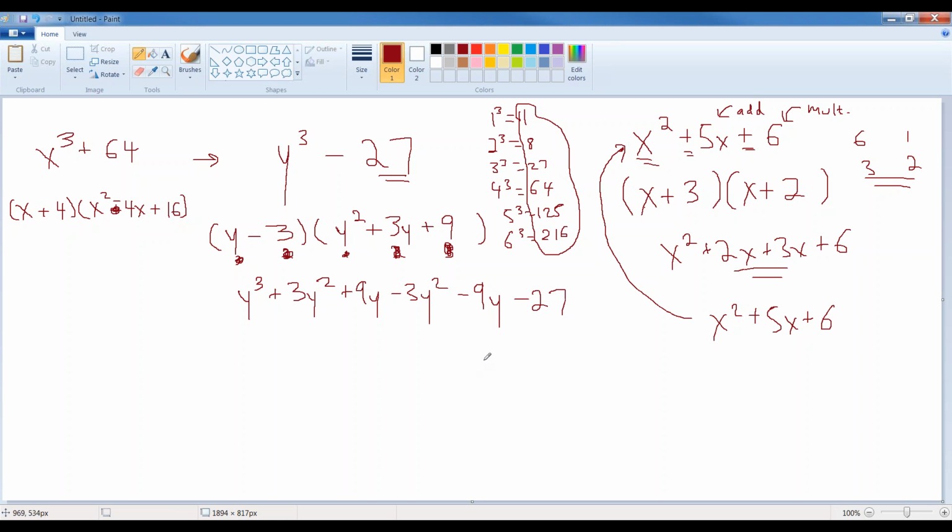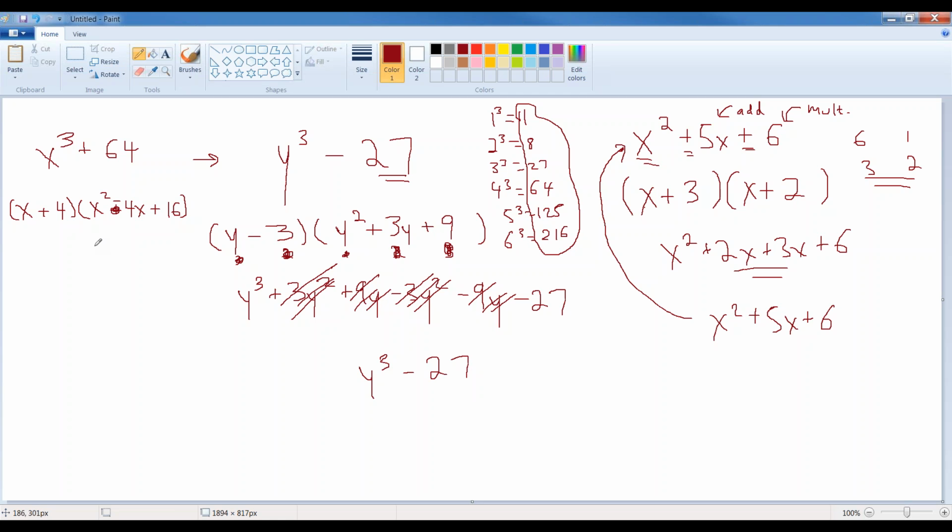When we have something like this, it looks pretty complicated, but then you realize right away that everything pretty much cancels itself out. The 3y squared cancels out with the negative 3y squared. Positive 3y squared, negative 3y squared. Then you've got positive 9y minus 9y. And the only thing you have left is the y to the third power minus 27.